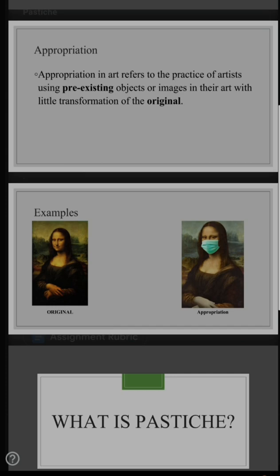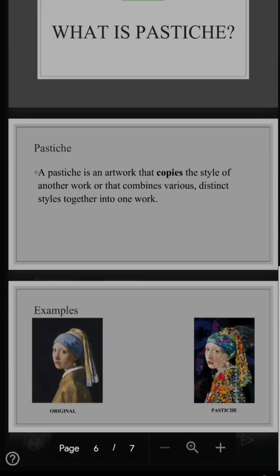You're able to see that the person here simply added a mask and then simply added a glove. That's a little change, and the background was lightened a little bit, so you can see that the person did changes there, right? Now pastiche, on the other hand, is when the artist copies the style of another work or combines various distinct styles together in one work. You can see that a lot of work was done here, whereas the original work for the pastiche is on the left and the pastiche is on the right.